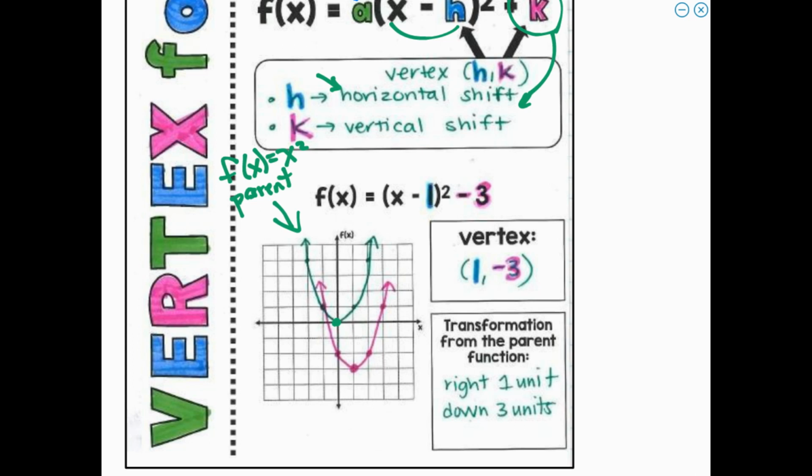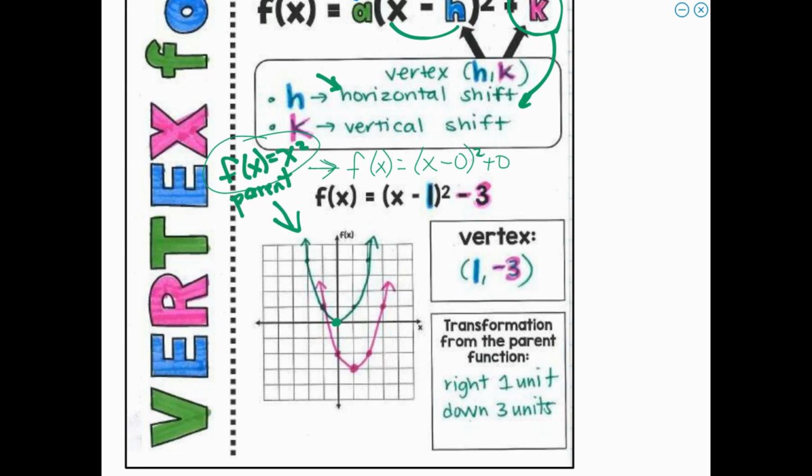If we want to write it in vertex form, then we would see it as f of x equals x minus 0 squared plus 0. That's how the parent function would look if we wrote it in the vertex form. Okay, but we don't usually write plus zeros or minus zeros because they don't change anything, right? So the simplest form is written like that.